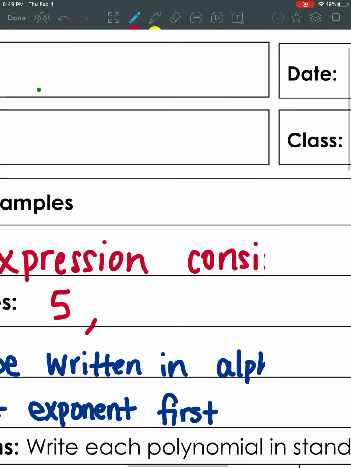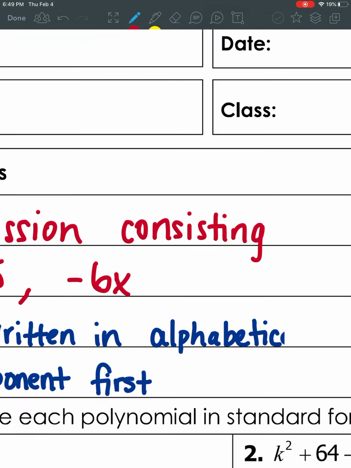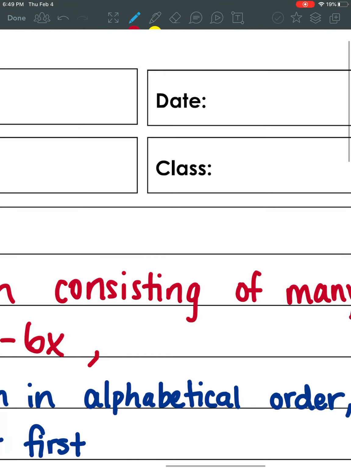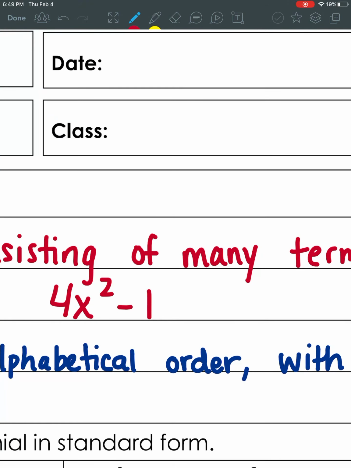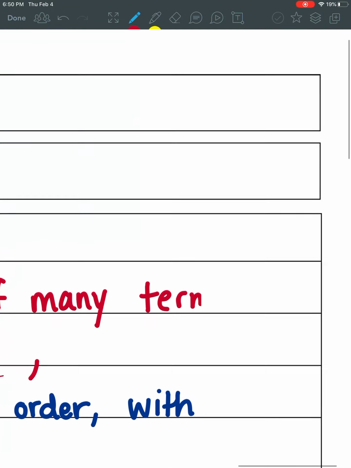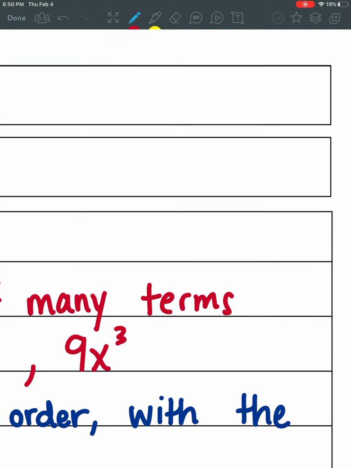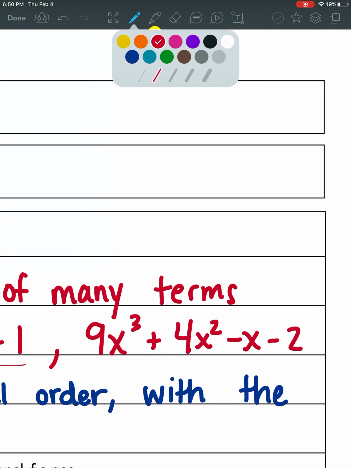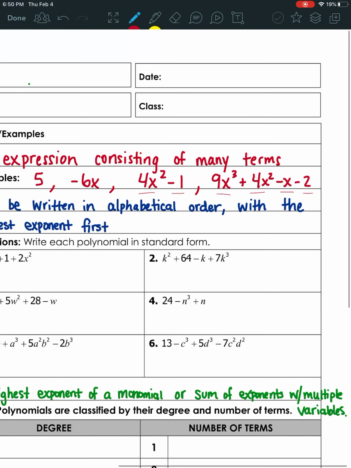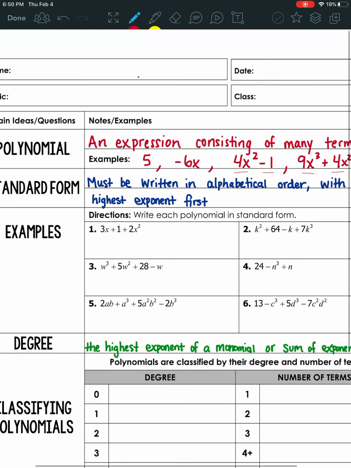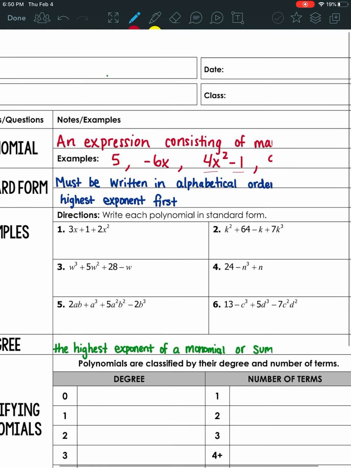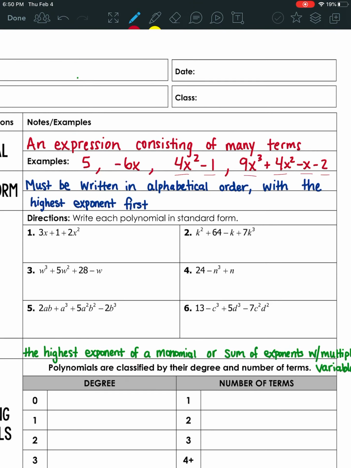So some examples of polynomials could be just a simple number like 5. We could also write a number with a variable, so maybe something like negative 6x. And then we could also have examples with multiple terms. So 4x squared minus 1 is a polynomial. Remember, terms are separated by plus or minus signs, so that example has 2 terms, 4x squared and minus 1. We could make them even longer, so something like 9x cubed plus 4x squared minus x minus 2. That is a polynomial with 4 terms. 1, 2, 3, 4. So that is kind of 2 definitions in one there, polynomial and what terms are.